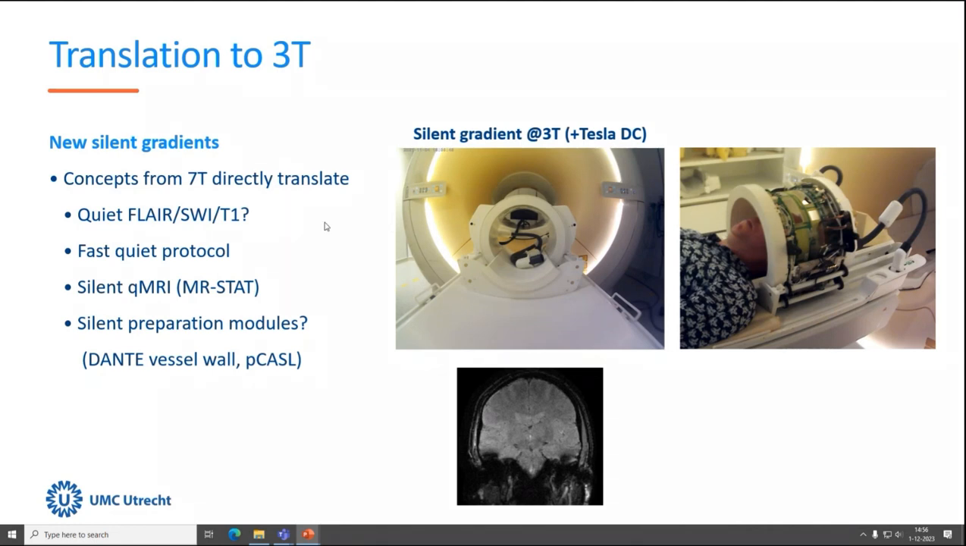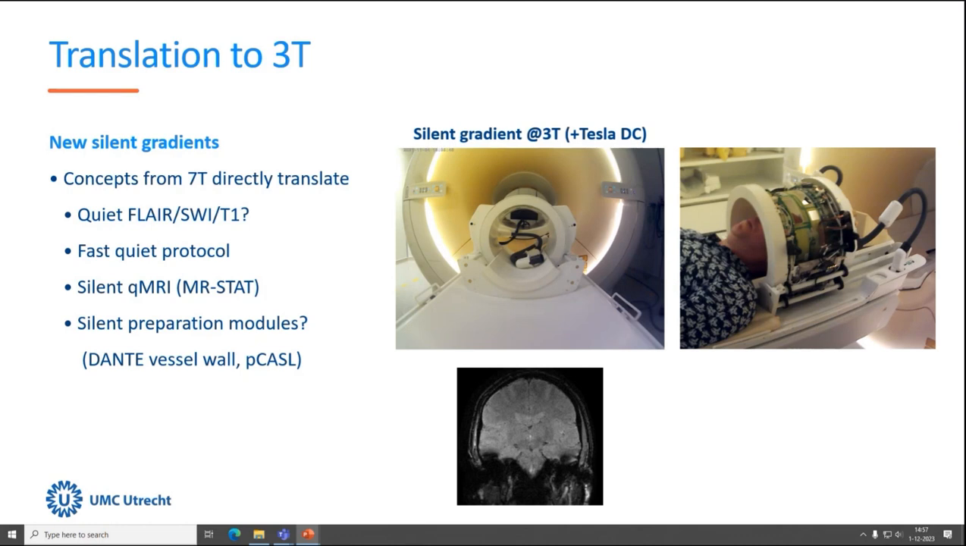The next thing is also to look at the other workhorse scans, FLAIR and SWI, next to the T1. So we want to go for a fast, quiet protocol for the clinic. We're also working on quantitative MRI with the MR-STAT group here. It's a computational MRI group that can, in one scan, infer all kinds of contrasts.